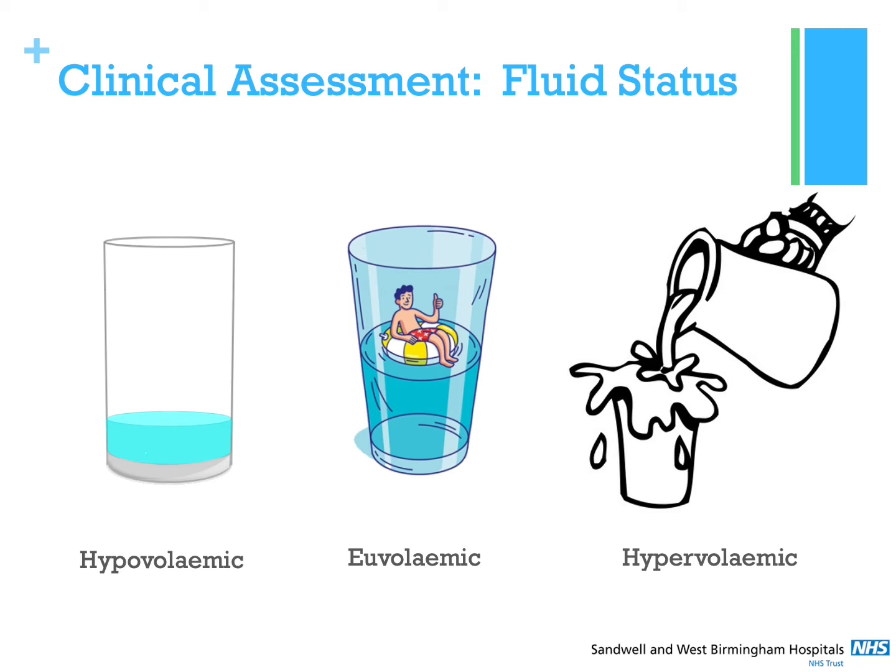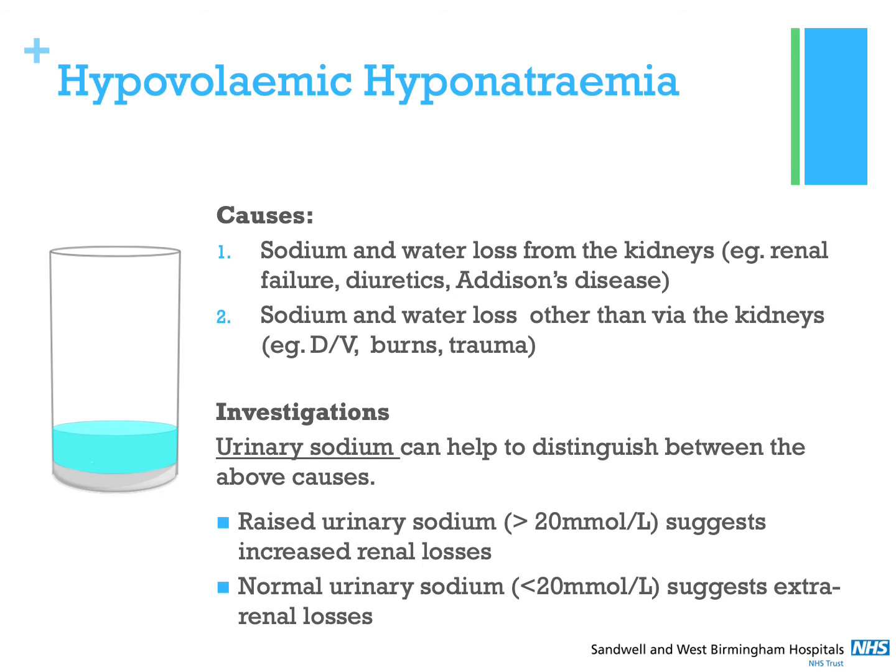So the most important assessment to do really is your fluid volume status, and if you're not already familiar with how to judge a patient's fluid status, that's probably something which is worth recapping at this stage. I've classed hyponatremias into three different categories based on the fluid status: hypovolemic, euvolemic, and hypervolemic, or fluid overloaded. We'll start by taking a look at hypovolemic. So there are two possible causes of a hypovolemic hyponatremia.